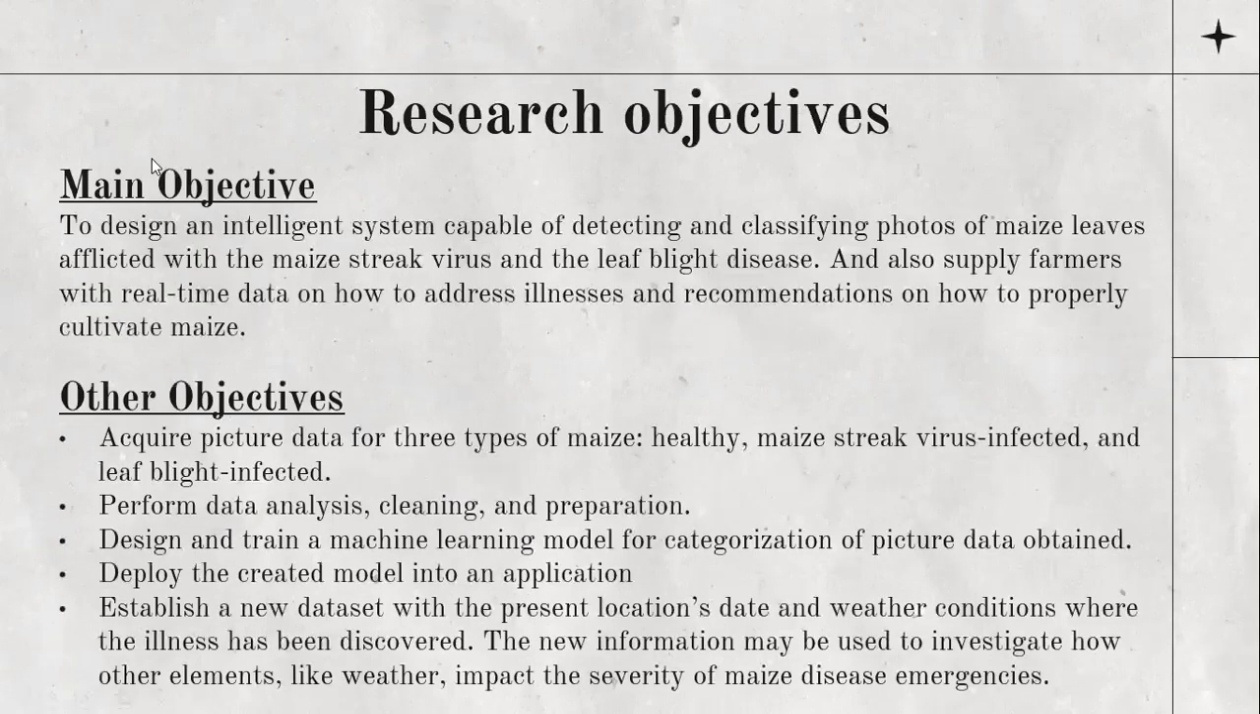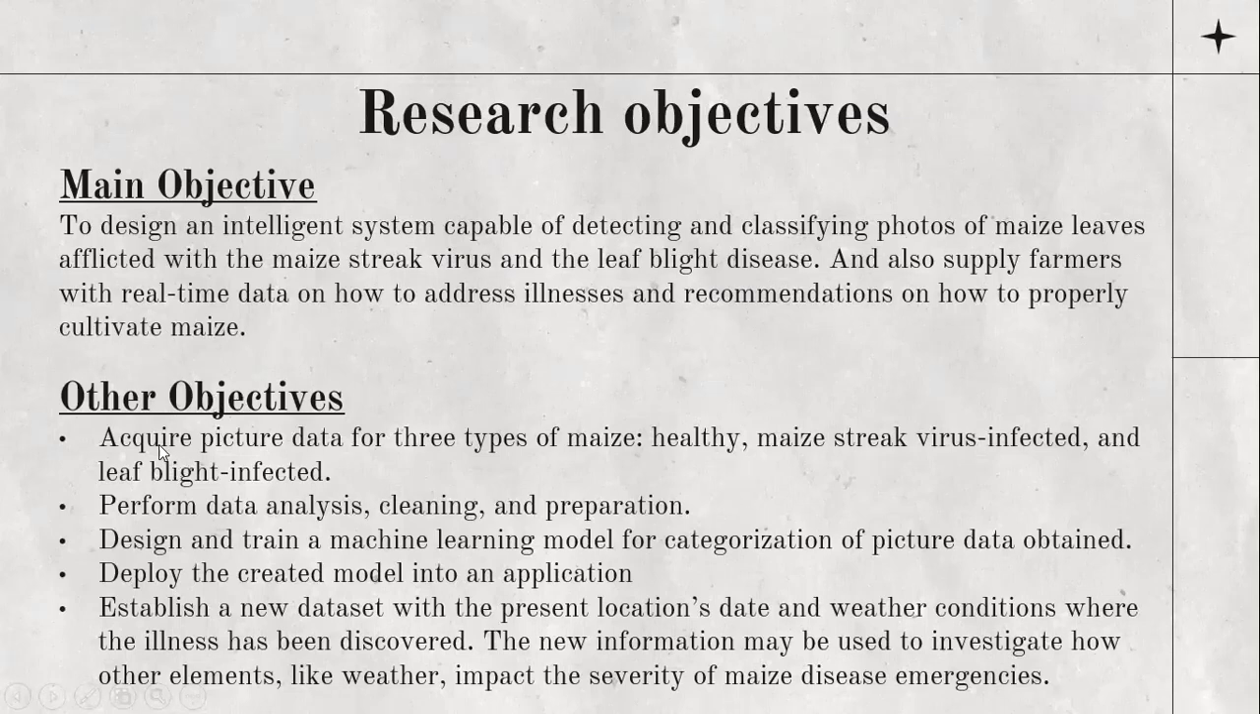Now, there are research objectives. Our main objective is to design an intelligent system capable of detecting and classifying photos of maize leaves that are affected by maize streak and leaf blight disease. We also want to supply farmers: if farmers are able to use their smartphones to detect these diseases, we want to supply them with real data on how to treat them, and also provide recommendations on how to properly cultivate the maize.